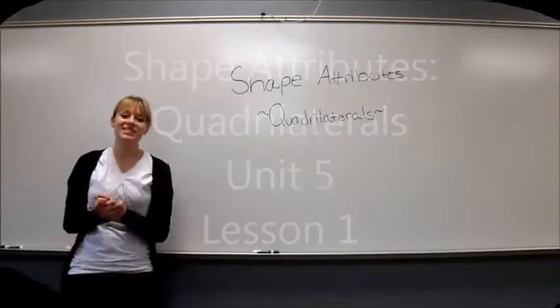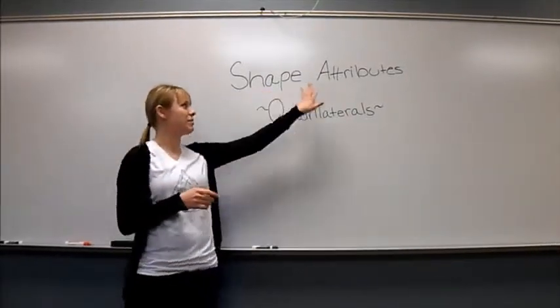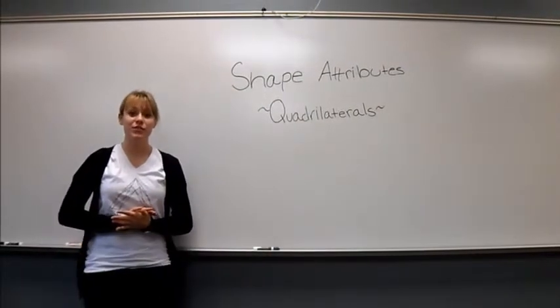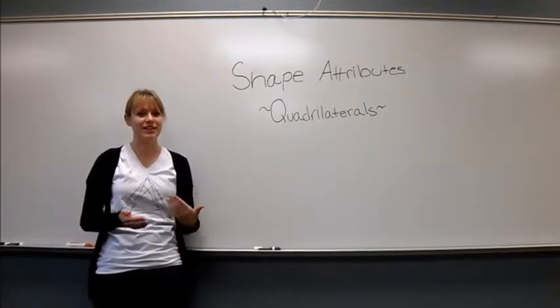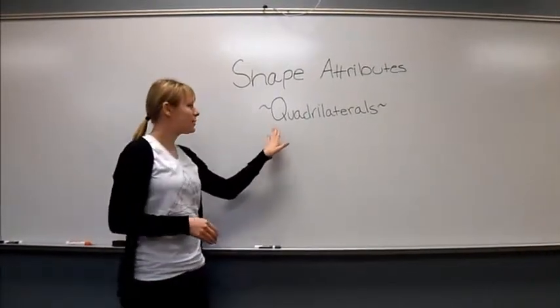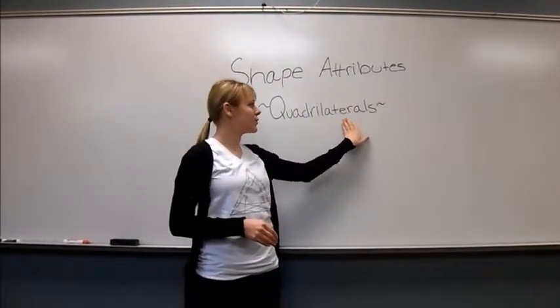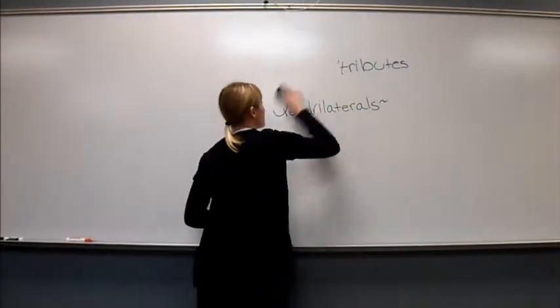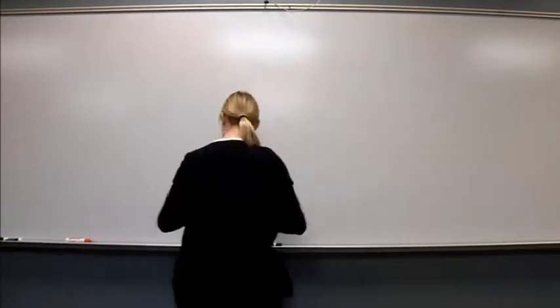Alright, hi friends, today we are going to be talking about shape attributes, quadrilaterals. We just finished Unit 4 and you guys were rock stars with it. You did great. So we're going to go ahead and jump to Unit 5, Day 1. We're going to be discussing the category of quadrilaterals and shapes. And we are going to learn about two shapes in particular today.